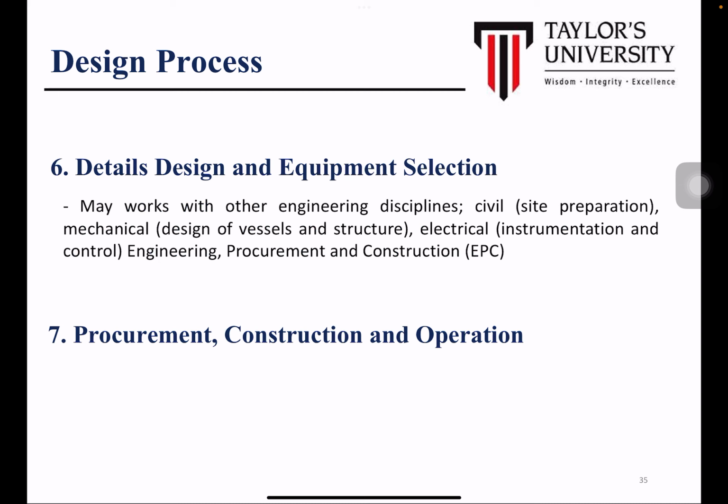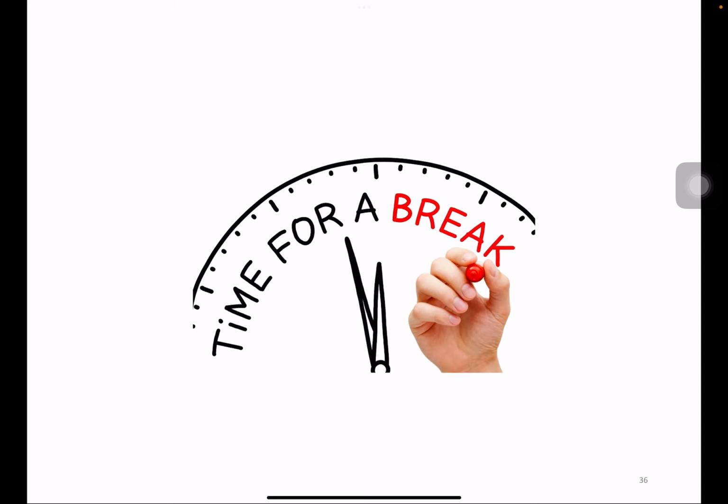Okay, then equipment design and selection, definitely different equipments and different components, different engineers are involved. So there are chemical engineers who work, there are also civil engineers who work for the site preparation, mechanical engineers also involved in design of the structures. For example, there's a huge long distillation column, you want to design the ladder or maybe the platforms. So other engineers also get involved in the design stage. Okay, at the end will be the procurement, construction and operation. Definitely we will not go into the detail of this point number 7.